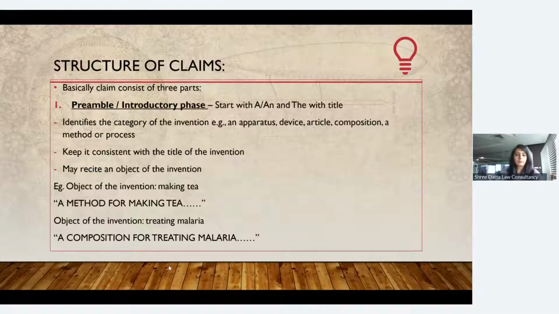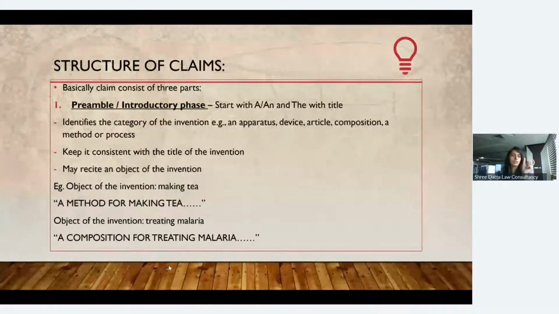Then the structure of the claims, as I have told, basically contains three parts: preamble, transitional phrase, and the body. The preamble or introductory part starts with A or AN or THE. Identify the category of the invention: apparatus, device, article, composition, method, or process. First we have to identify that category, then keep it consistent with the title. So for any category, like apparatus, then they add the title or maybe the object of the invention. Based on that, the preamble will be decided.